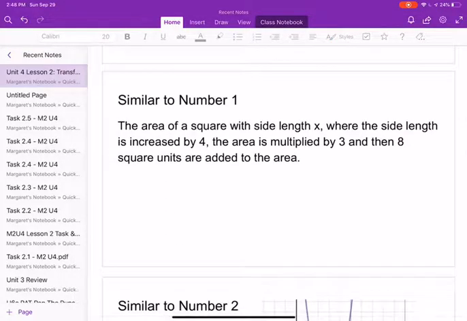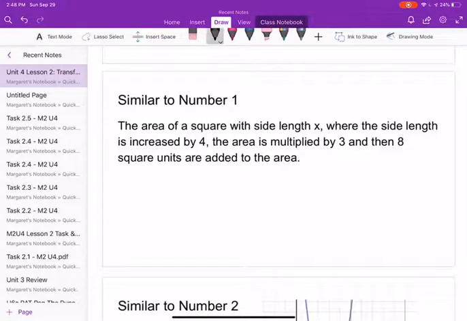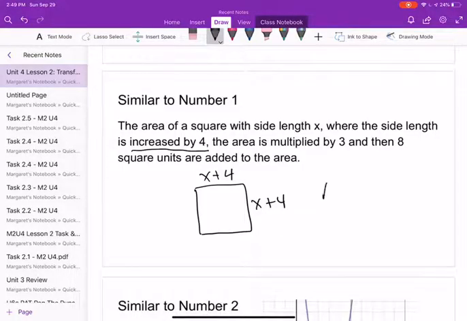Alright, number 1 reminds us of our matching problem yesterday. So if we draw this situation, which is very similar to what we had yesterday in number 1, we have a square with side lengths of x plus 4 because of this increase by 4 in the word problem. Thus we have side lengths of equal length because it's a square. So we have an area of x plus 4 squared. Then we are going to add 8 to the area.